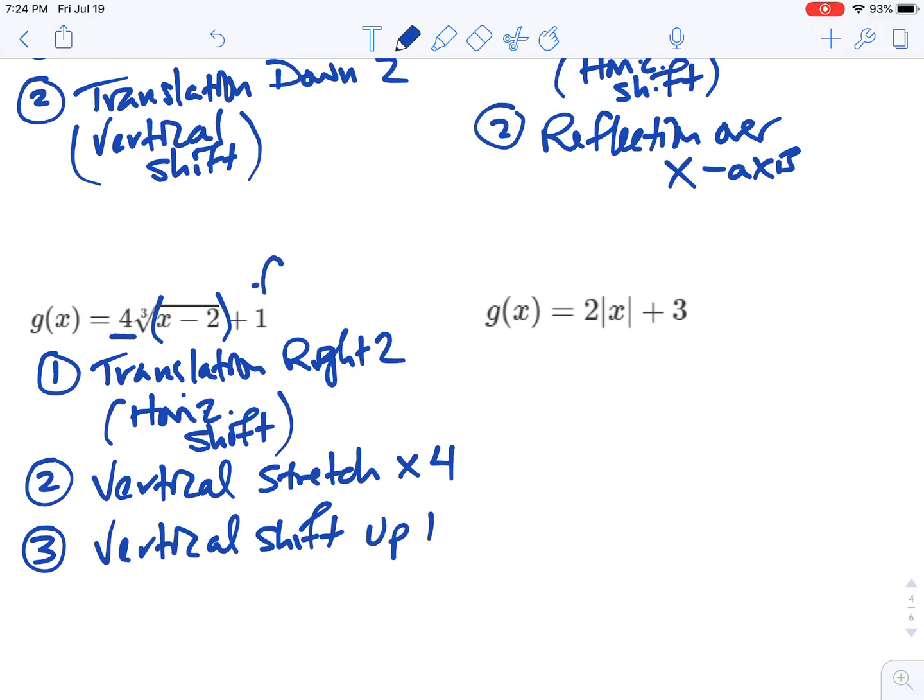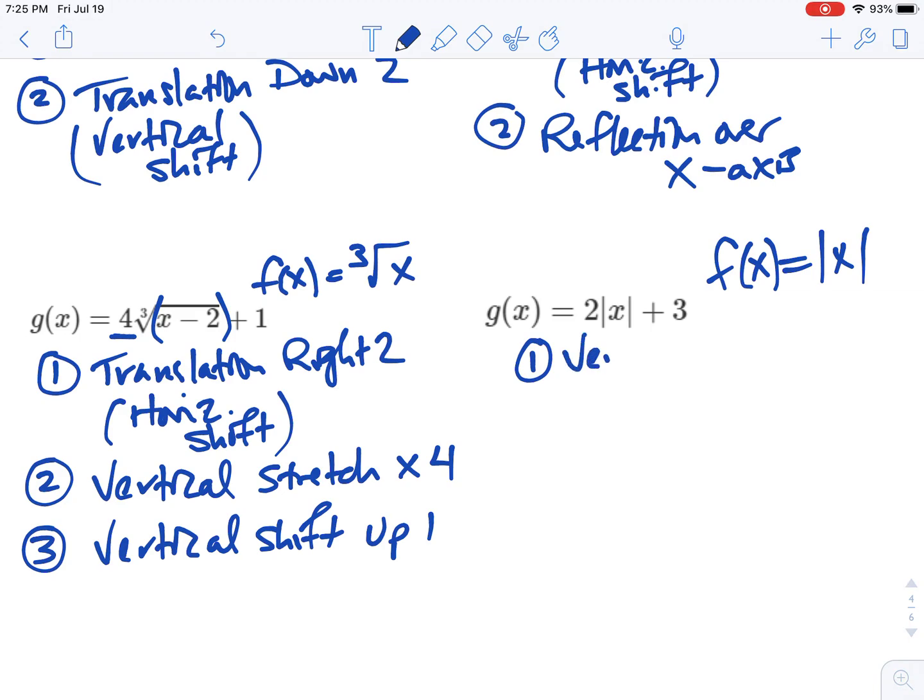And the parent function, again, would be the cubed root of x. For the last one here, the parent function would just be the absolute value of x, which makes everything positive when we do absolute value. And then our transformations, our first one would be the 2, because it's closest to x. It's our multiplication, which comes before the addition.